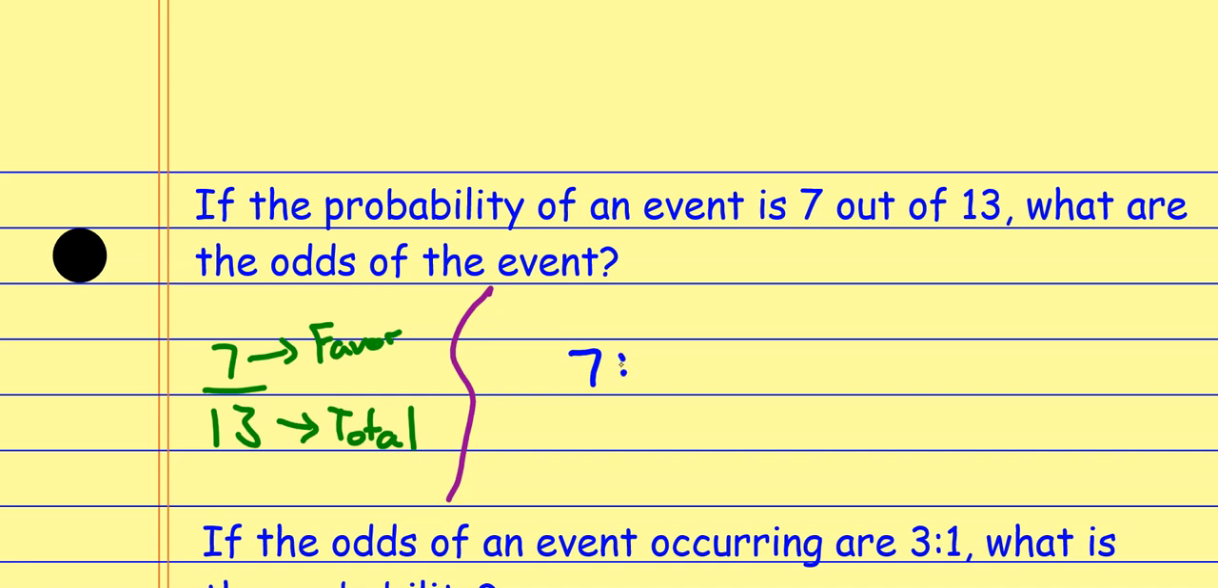But now I have to think about it. If there's 7 favorable outcomes and there's 13 total outcomes, that means there are 6 outcomes that don't give me what I want. So this would be 7 to 6. Okay, so we have to think about what these things literally mean. If there's 13 total options, 7 of them are what I want, that means there's 6 that give me something that I don't want.